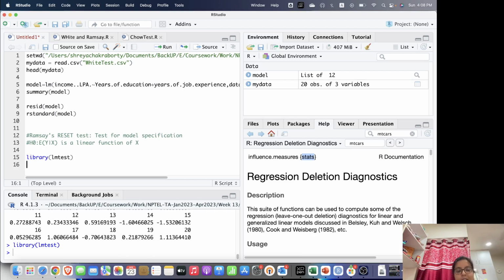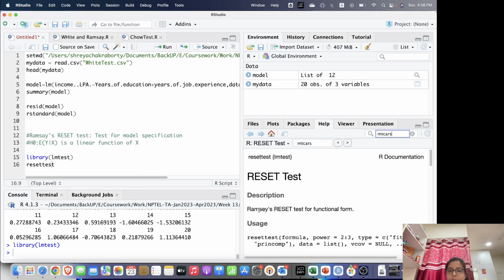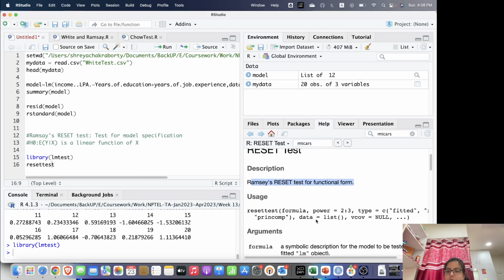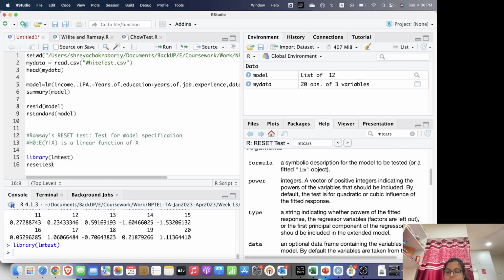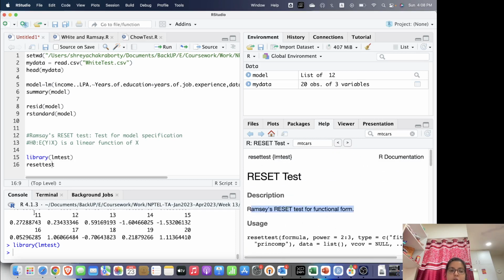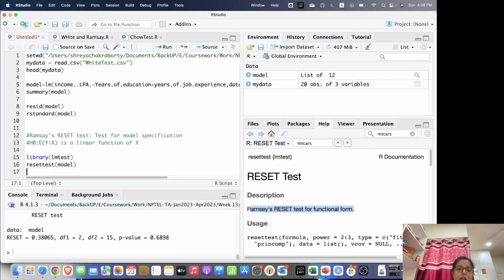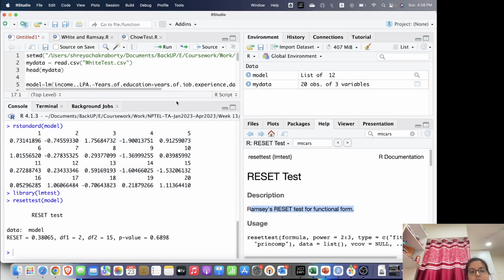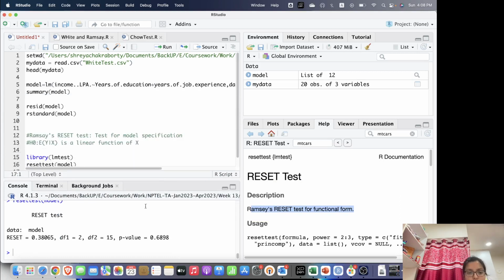Once this library is loaded into memory, we have to use resettest. If you press F1 over here, we have this resettest in the lmtest package. It will perform Ramsey's reset test for functional specification. Here are some other parameters you can use, but we'll use the default one. So if we give resettest model, what do we get? We get this as my output.